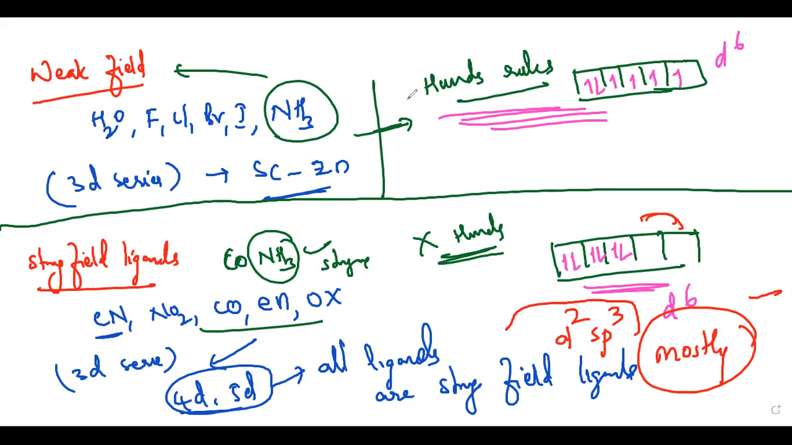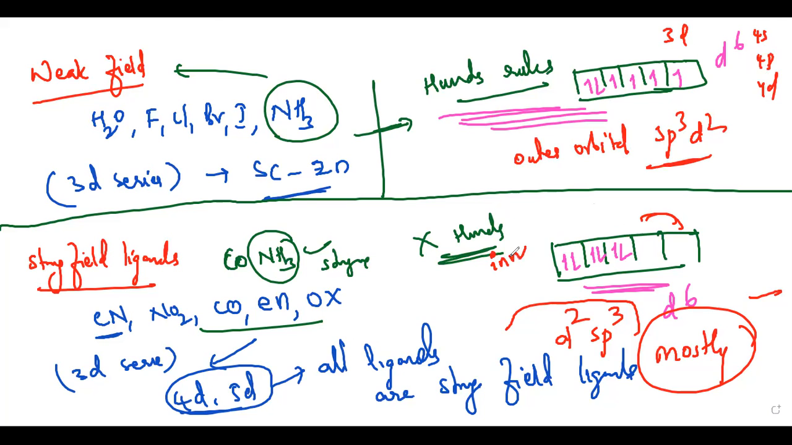And if you take this weak field, everything is filled. So when the whole 3D is filled, what comes next? 4s 4p 4d. That means this can mostly form sp3d2, that is the outer orbital complex. So here it will form an outer orbital complex, but in case of strong field ligand it forms an inner orbital complex. So that is very very important here.